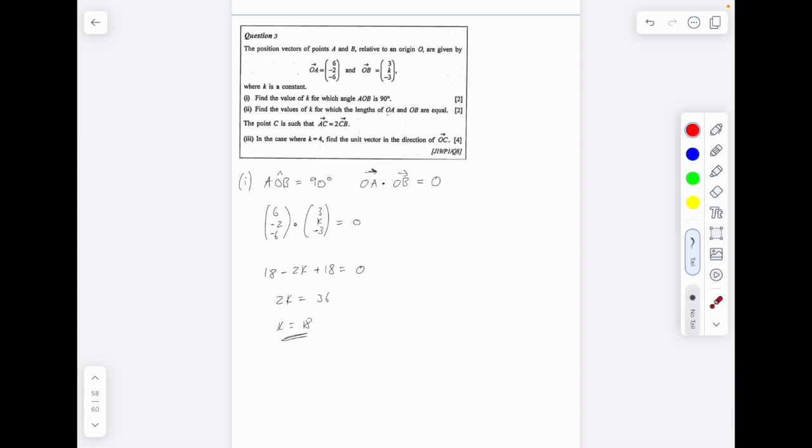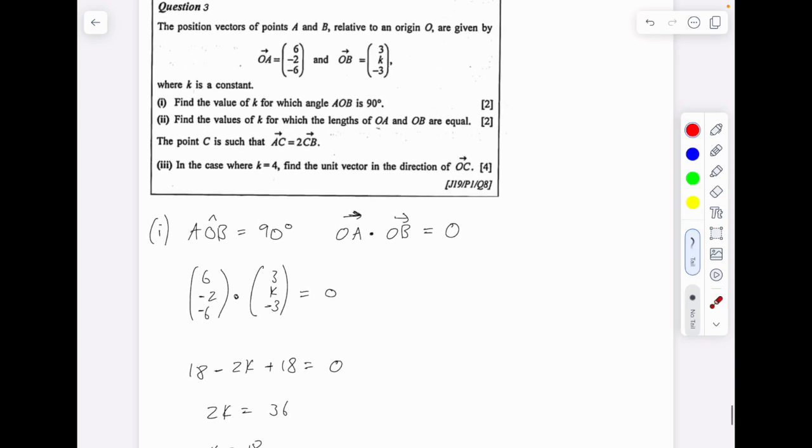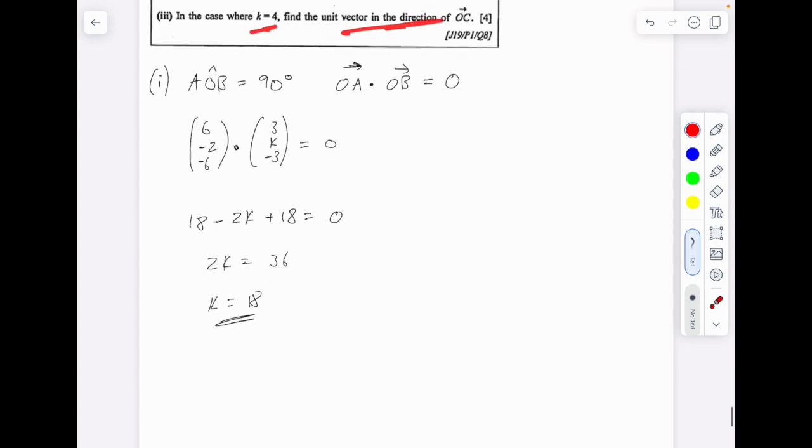Now, for number III, the point C is such that AC is equal to 2CB. Okay, AC is equal to 2CB. So what does that tell you? It means we have to find the values of not only AC but actually CB as well. And from there, we can create an equation to actually solve this. So in the case where k equals 4, find the unit vector of OC.